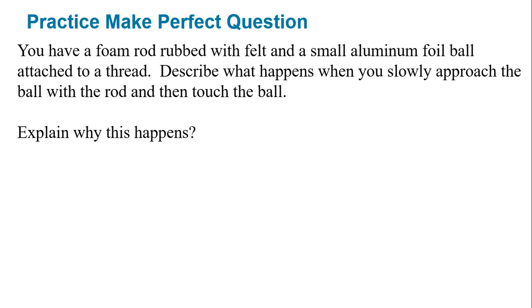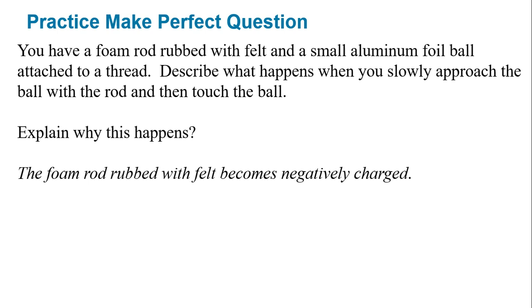All right, so here's our practice makes perfect question. This is, like I said, a shorter one. You have a foam rod rubbed with a felt and a small aluminum foil ball attached to a thread. Describe what happens when you slowly approach the ball with the rod and then touch the ball. Come on, pause if you need to. Go back, check your notes.